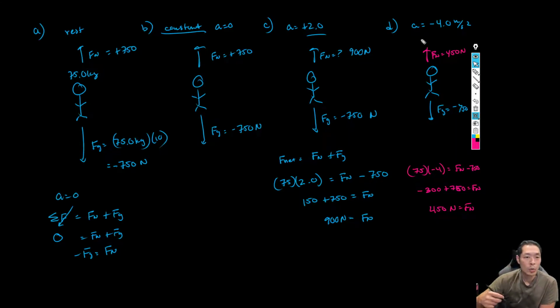Remember, Fn is your apparent weight, how heavy you feel. So when you are accelerating up, you should feel heavier because it's bigger than your normal Fg. And if you're accelerating down, then you should feel lighter. So that's kind of how you feel, either heavier or lighter.